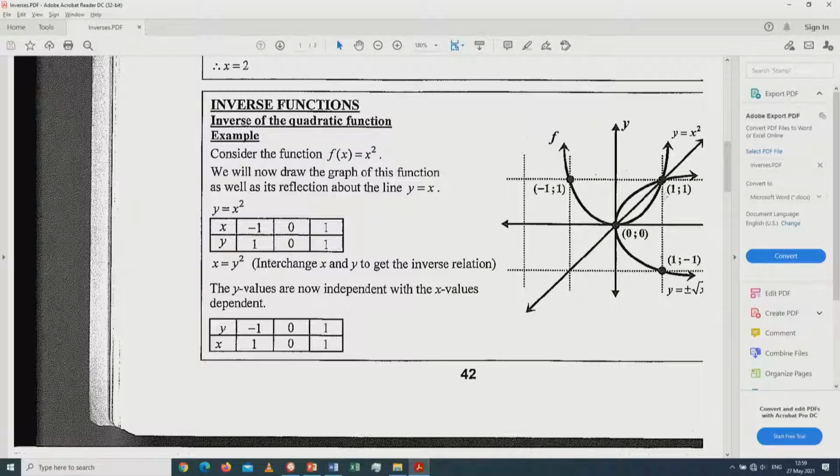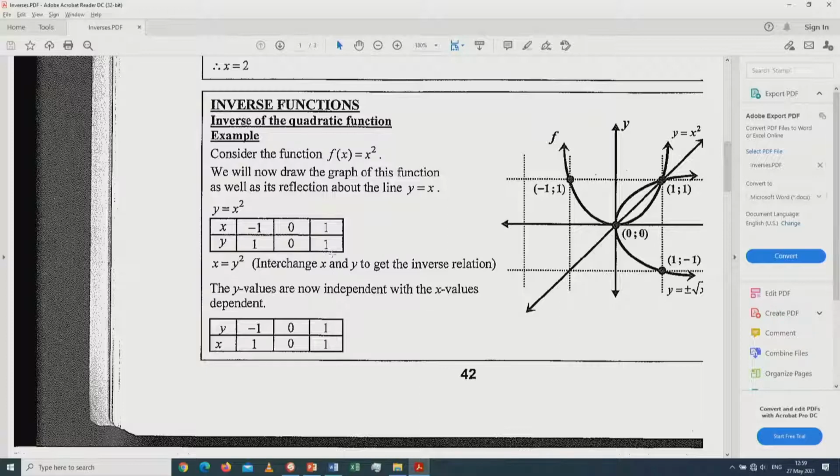And then after drawing the line y is equal to x, you reflect this quadratic function along the line y is equal to x. Let me repeat the statement. You reflect the graph y is equal to x squared along the line y is equal to x. If you reflect a graph along y is equal to x, basically you are talking about the inverse. Reflection of a graph along y is equal to x is referred to as the inverse.